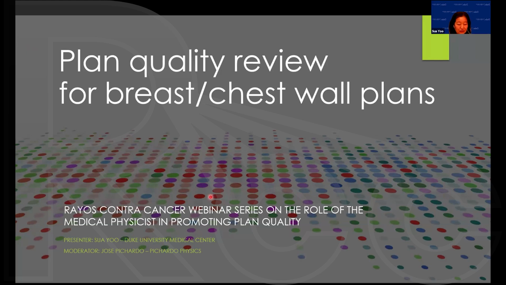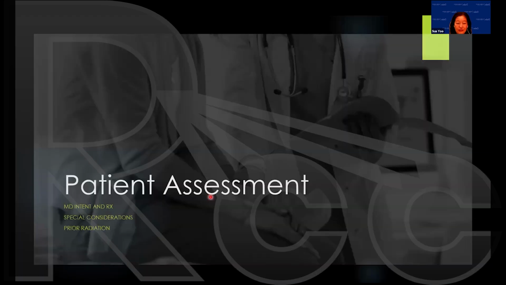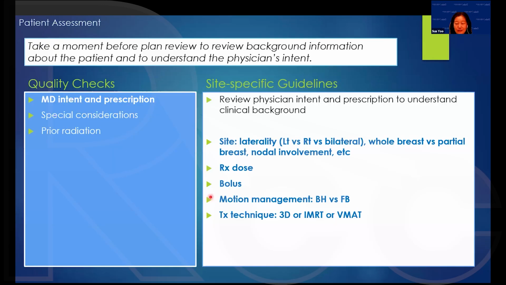We'll start. So today we're going to go through breast and chest wall plan review. The outline is the same as all other series, so I don't need to repeat if we have reviewed already. Patient assessment. First, before simulation, what do we need to know about? Physician's intent. Side is very critical for breast, left, right, or bilateral, and whether it's going to be whole breast versus partial breast, and nodal involvement. Those are the things we probably need to know before simulation starts.